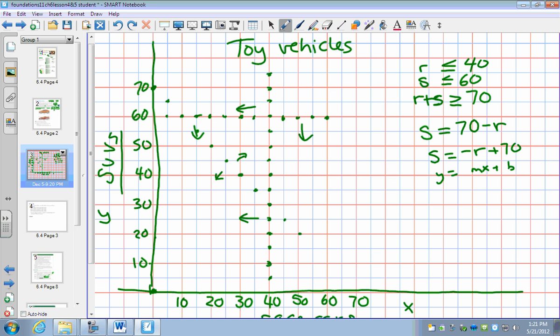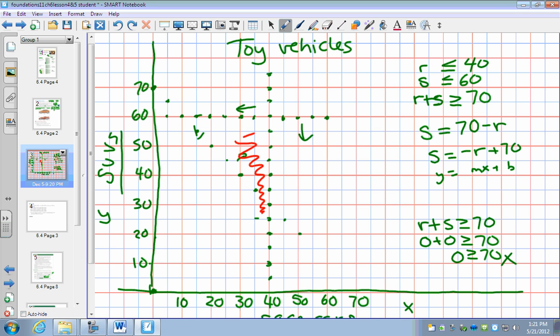Okay, so I'm going to go back to my original one, which was R plus S is greater than or equal to 70. So this is 0 plus 0, because my test point was 0, 0. Is 0 greater than or equal to 70? No, not at all. So I'm really talking about the region above this line. So what I'm talking about right here is this region right in here.